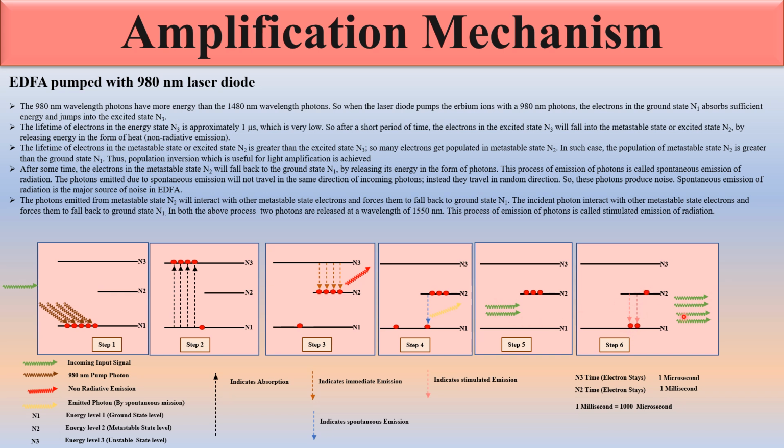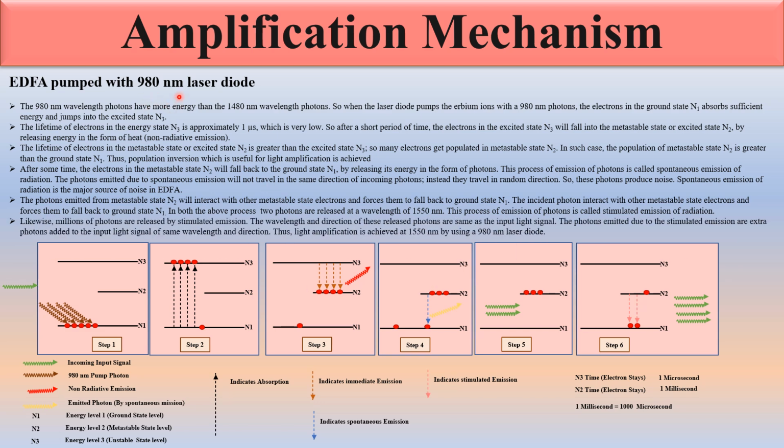So this is the amplification process of 980 nanometer laser pumping. And you can see here, millions of photons are released by stimulated emission, because this is a continuous process. Pumping is continuous. The electrons move from N1 to N3, and this whole process happens continuously, and millions of electrons or billions of photons are emitted by this stimulated emission, and thus the amplification is achieved.